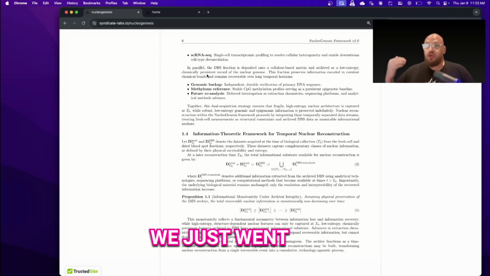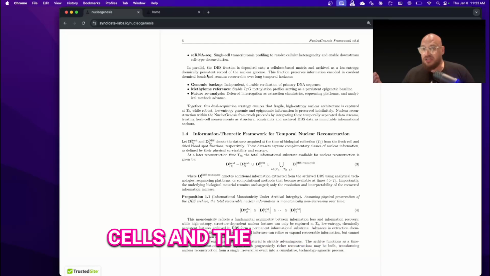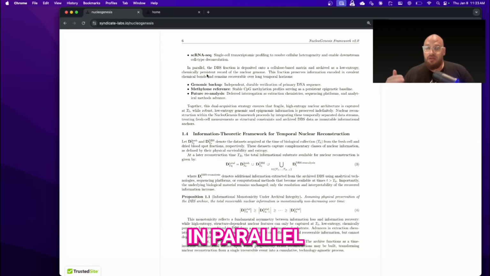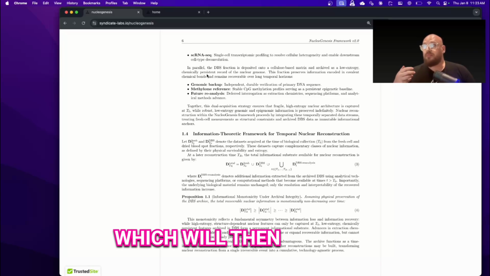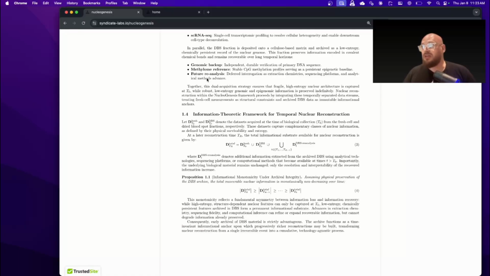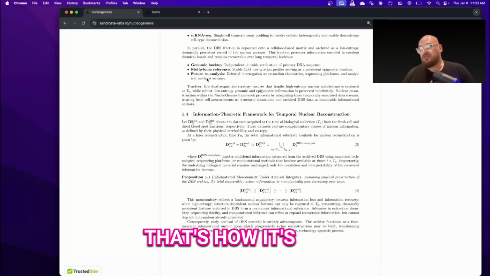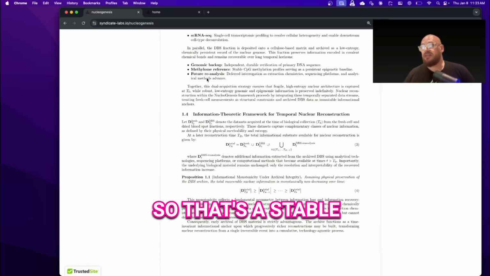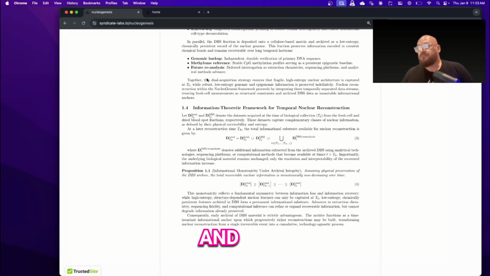So, we just went over the ones that have high entropy that'll be lost between the lysing of cells and the dehydration. And now we do in parallel the dried blood spot impregnation or the DBS fraction, which will then preserve over time, and that is used as a genomic backup, right? So it's an independent, durable verification of the primary DNA sequence. That's how it's used. The methylome reference, right? So that's a stable methylation profile that serves as a persistent epigenetic baseline. And then there's kind of an escape valve for future reanalysis.